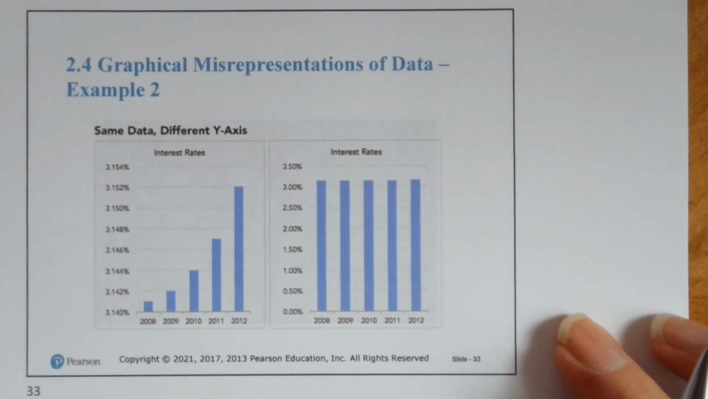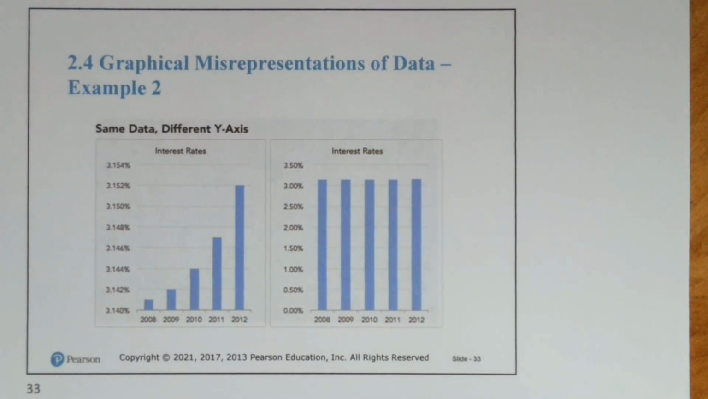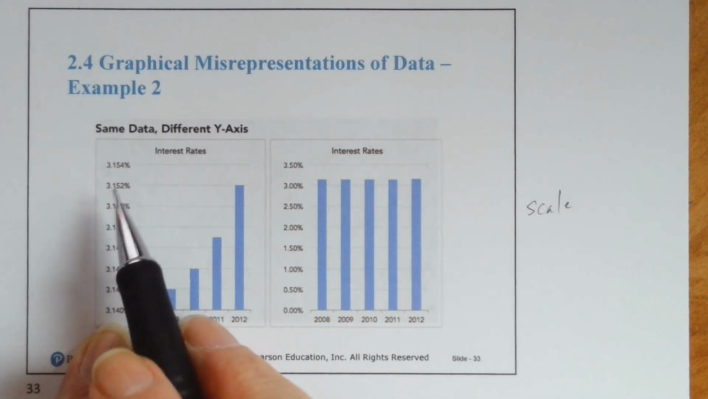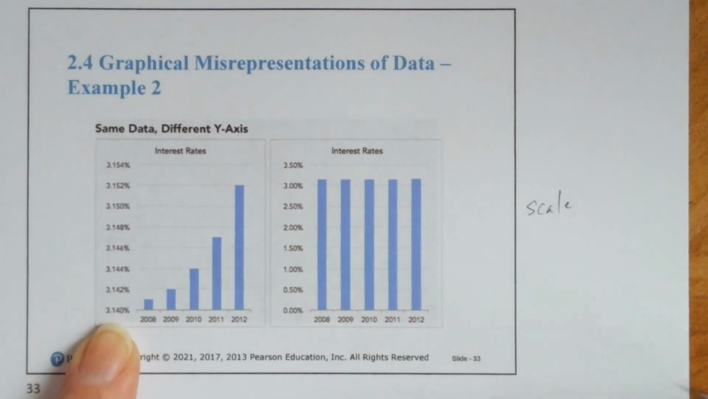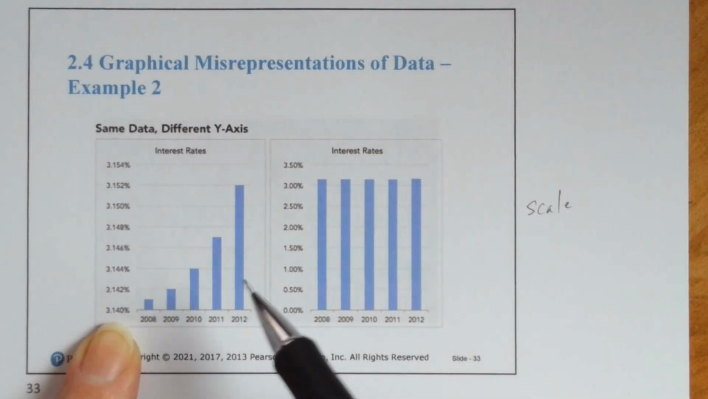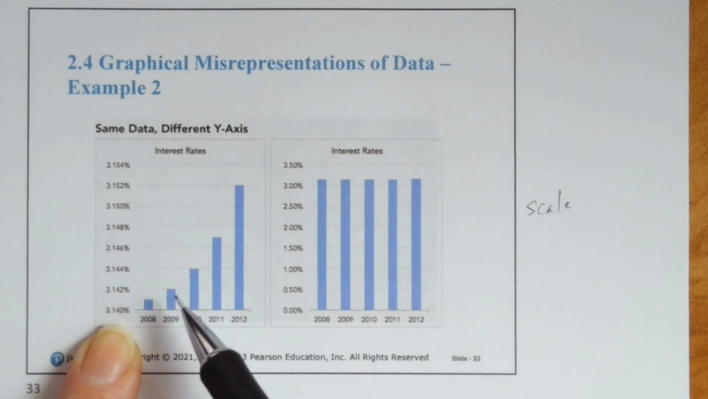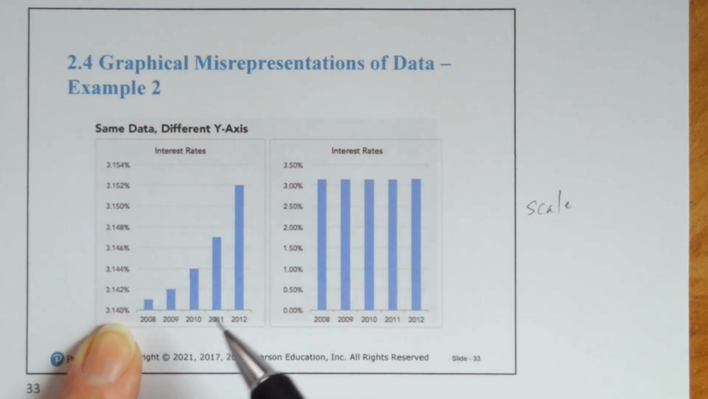So 2.4, graphical misrepresentations of data. So this is example 2. So here's a really good example where we're just looking at the scale here. The scale is the issue, because notice here when you look at interest rates, it starts at 3.14% and goes up to 3.145%. That's not a really huge difference, but yet the graph would seem to indicate that it is really increasing greatly. So if you're trying to make people think that the interest rates are really rising, then you might use a graph like this, but it's certainly misleading.